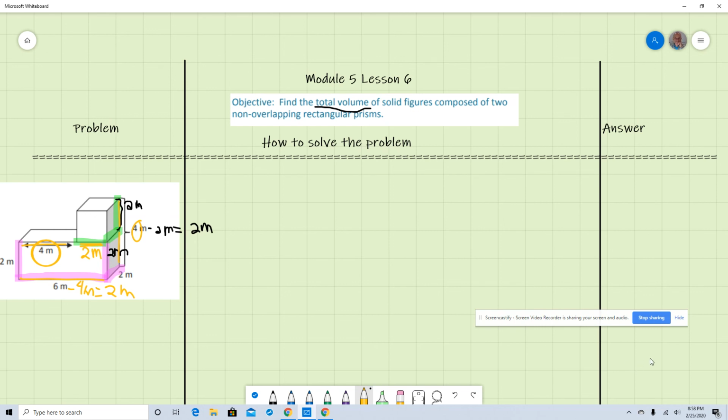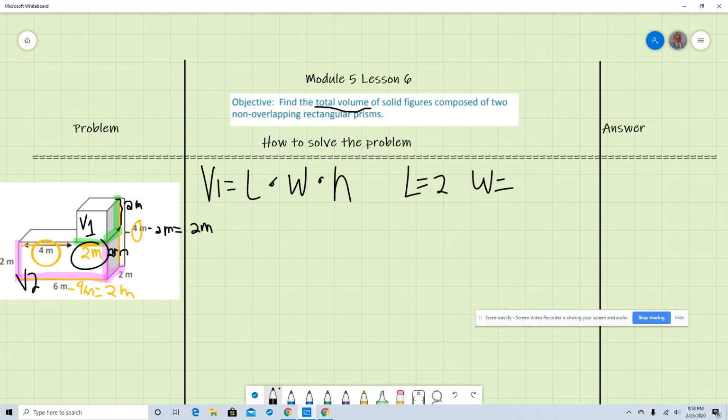So let's do this together now. Let's call this volume 1, and this is going to be volume 2. So volume 1 equals length times width times height. The length for volume 1 is 2. The width, we said it's in common with this one, so it should be 2. They have that in common. And the height is 2, right here. They both have it in common, okay? So now that's going to be 2.